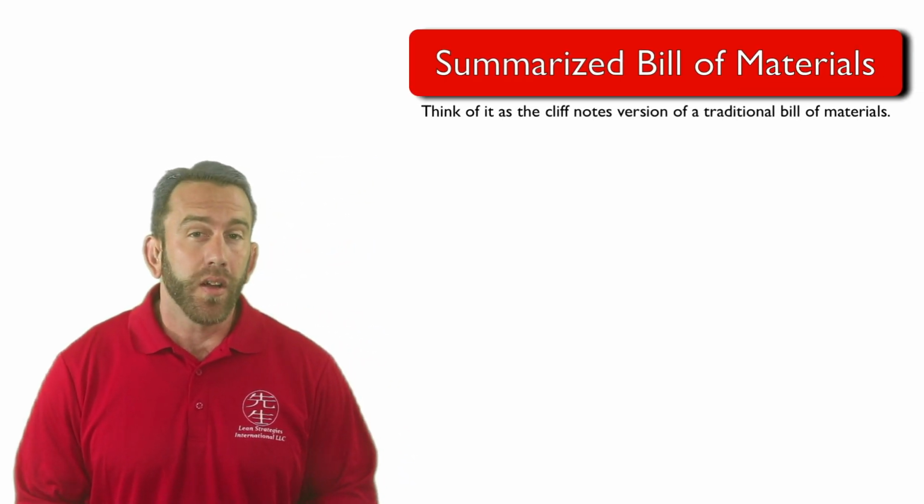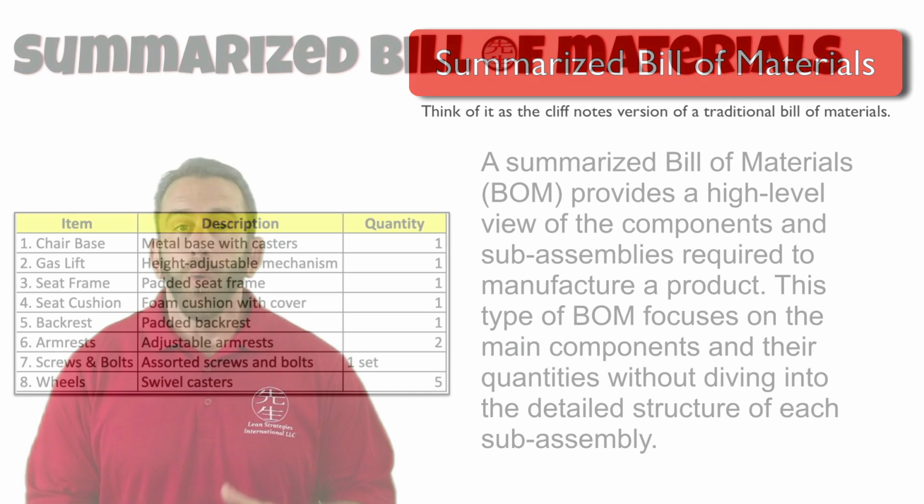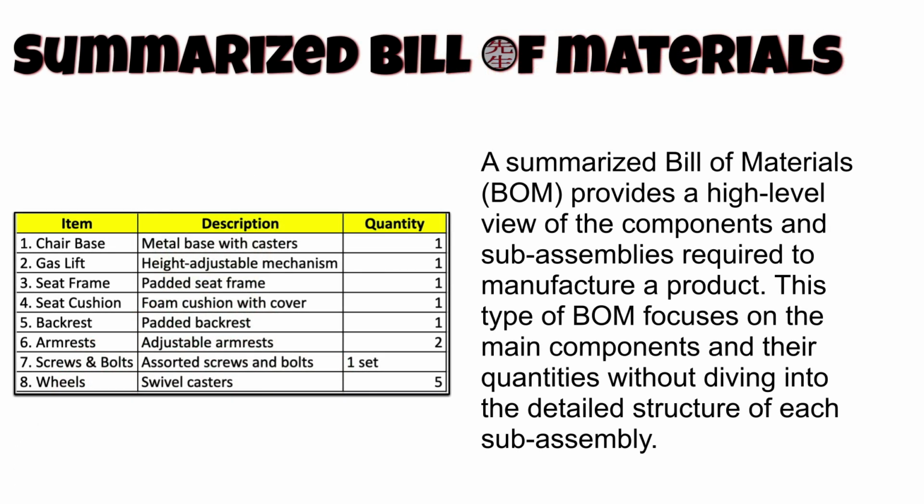Think of it as the Cliff Notes version of a traditional bill of materials. While a detailed bill of materials breaks down every nut and bolt, a summarized bill of materials gives you a bird's eye view of the product structure. Essentially, the summarized bill of materials lists all the parts, quantities required, and other pieces of key information that you would need to build your item.